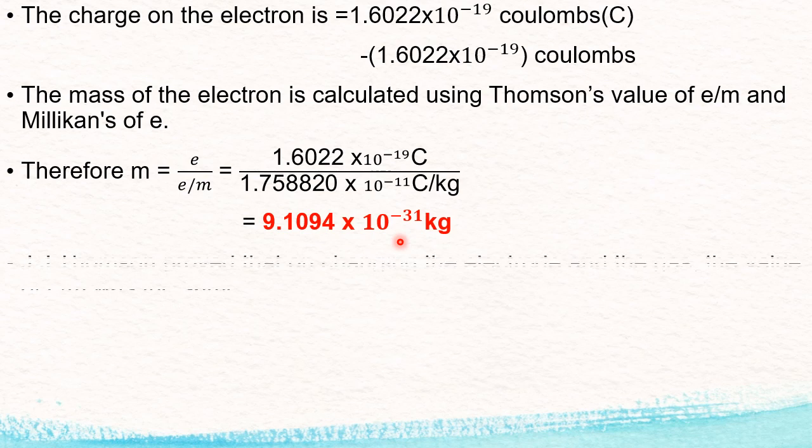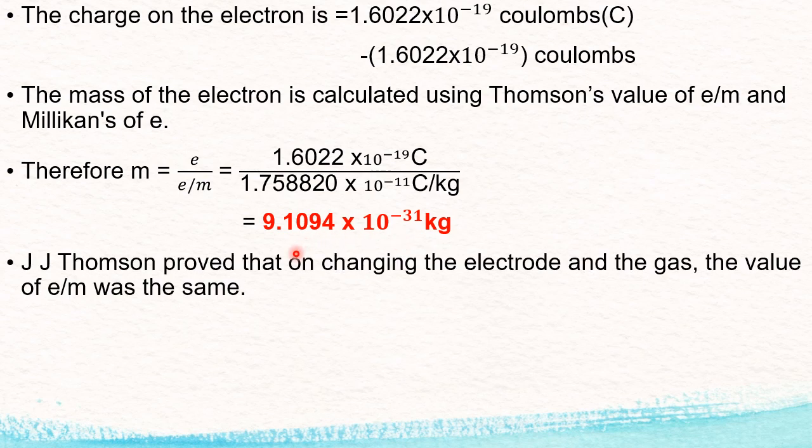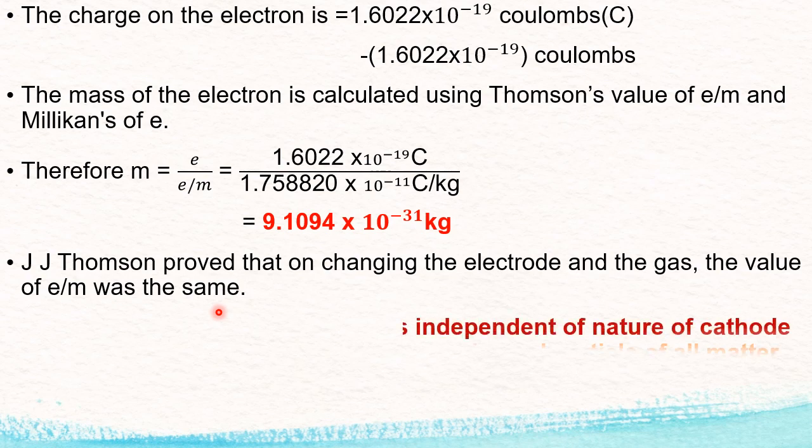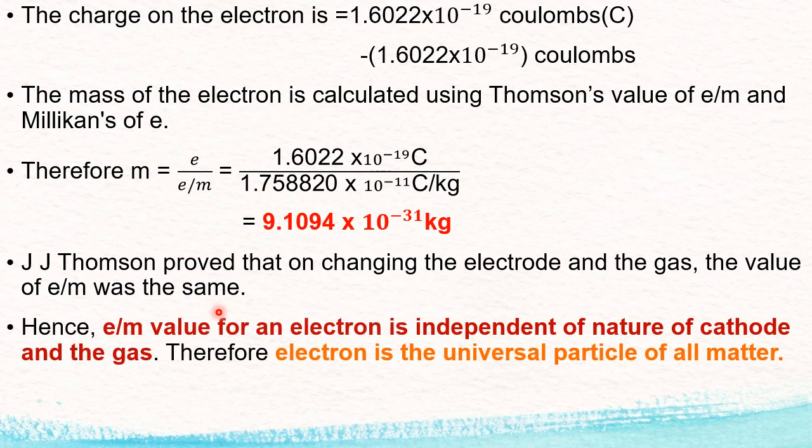And one more point he concluded. J. J. Thomson proved that on changing the electrode and the gas, the value of e/m was constant, or the same. This is the second proof that the electron is independent and universal. That means the e/m value for an electron is independent of the nature of the cathode and the gas. Therefore, the electron is a universal particle of all matter. This is the second support to Thomson from this experiment.